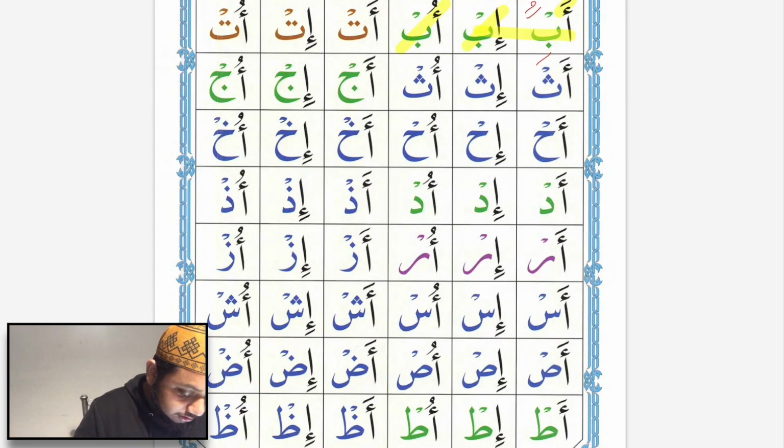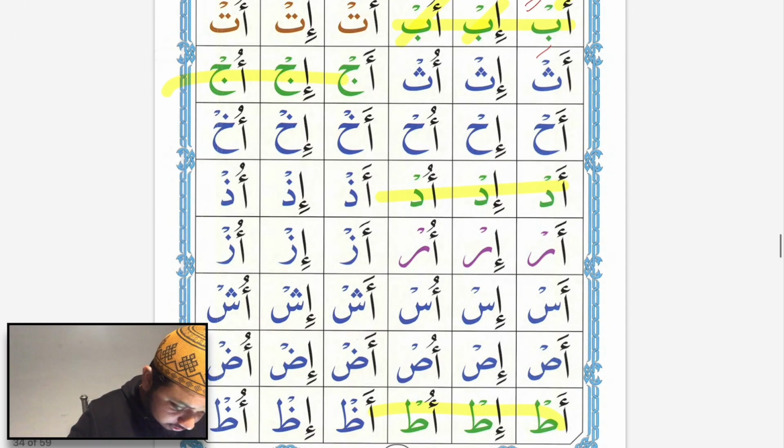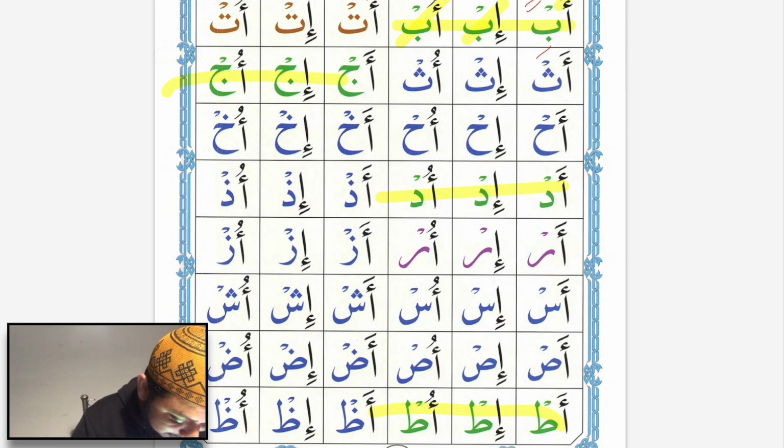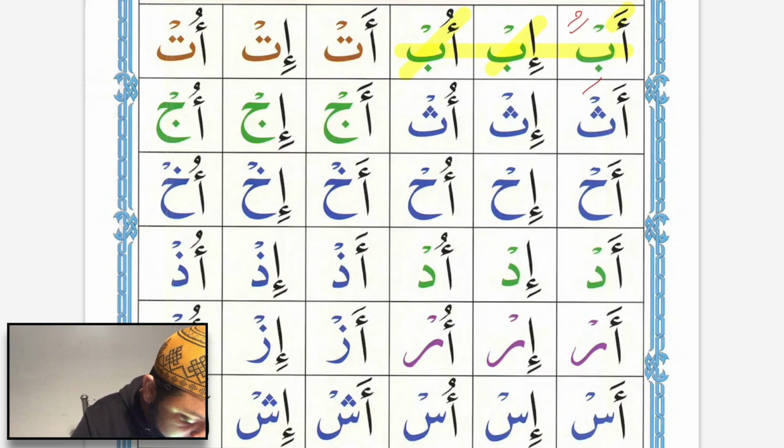So the green letters, these Ba, Jim, Dal and Ta, are the qalqala letters, the echoing letters. There is Qaf as well, it's just that the author has not mentioned it on this page. So we'll jump to the Jim. Hamza, Fatha, Jim, Aj. Hamza, Kasra, Jim, Ij. Hamza, Dhamma, Jim, Uj. Can you notice I'm bouncing it? Now the third example, the Dal. Hamza, Fatha, Dal, Ad. Hamza, Kasra, Dal, Id. Hamza, Dhamma, Dal, Ud.